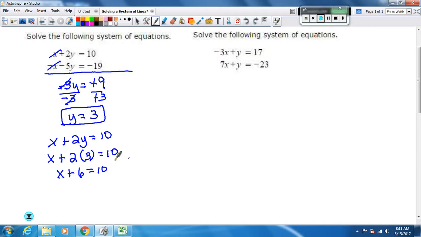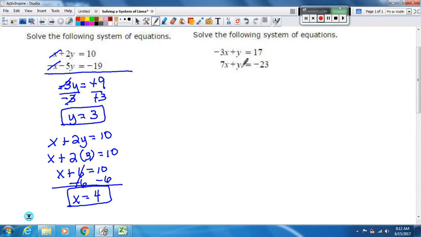You are going to subtract 6 from both sides so that x is by itself. So x equals 4. 10 take away 6 is 4. So those are your two answers. Y equals 3 and x equals 4. The next one, if you look at it, these are not opposites for the x's, and neither are the y's, so it's not quite ready, but it's almost ready.